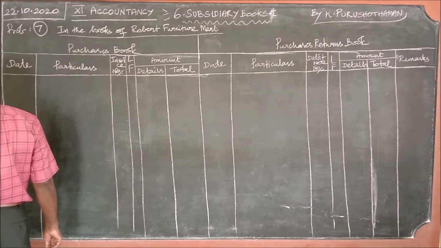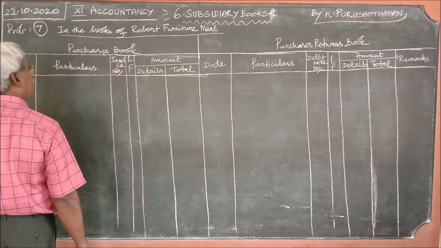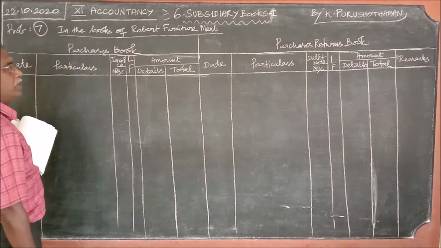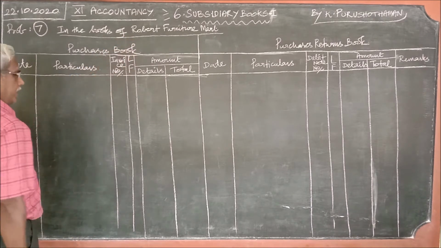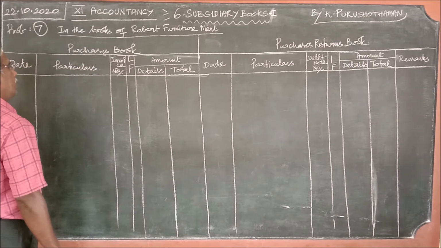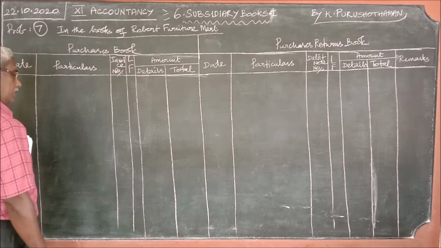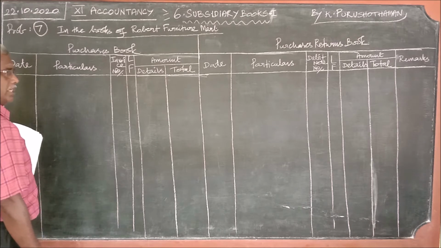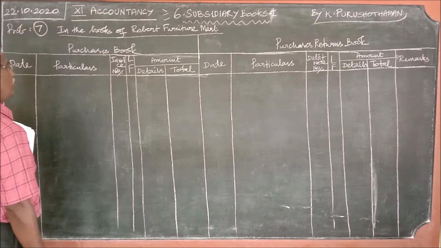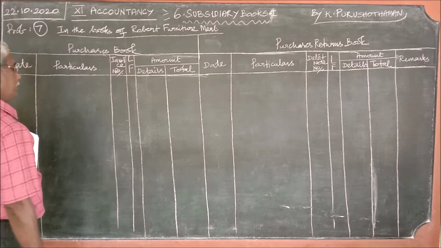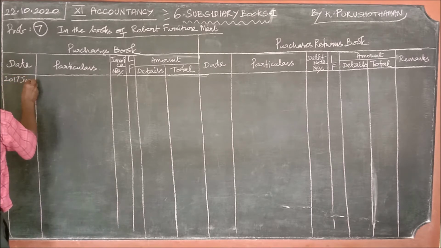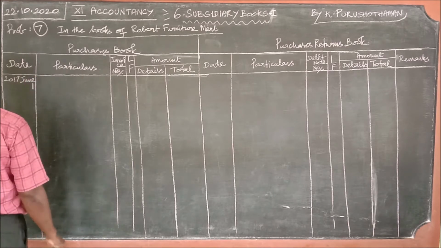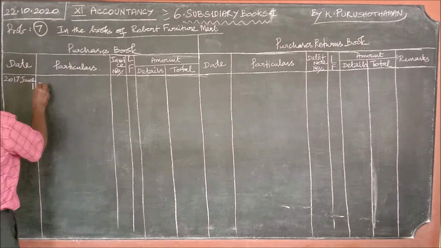Purchased from Balu Traders. You should remember what entries are eligible to be passed here. One, the transaction must be related to furniture, and the second point, the transaction must be a credit transaction. Bearing these two points in mind, we can prepare these two books for problem number 7. So the first one is 2017 June 1st.